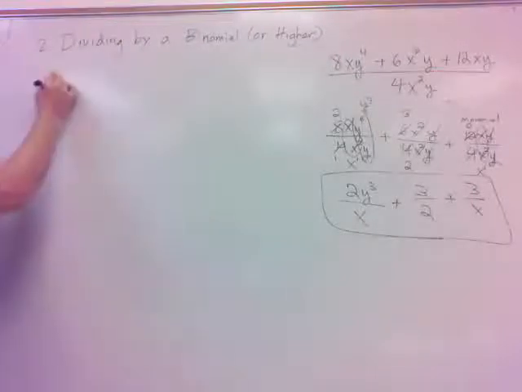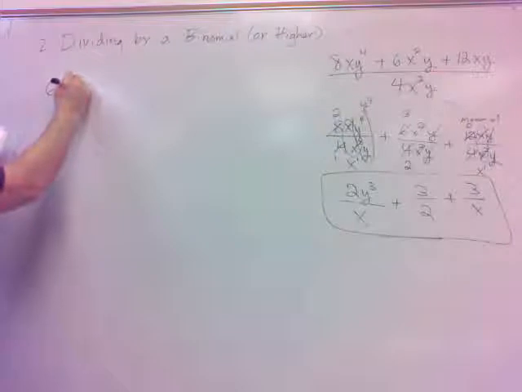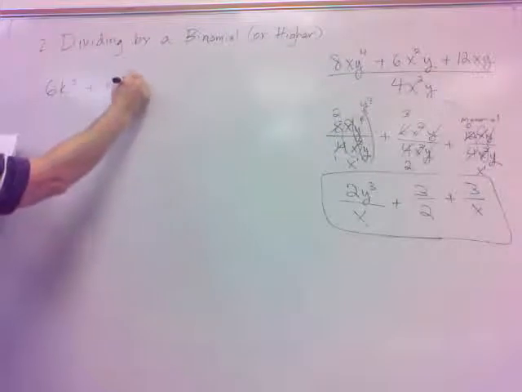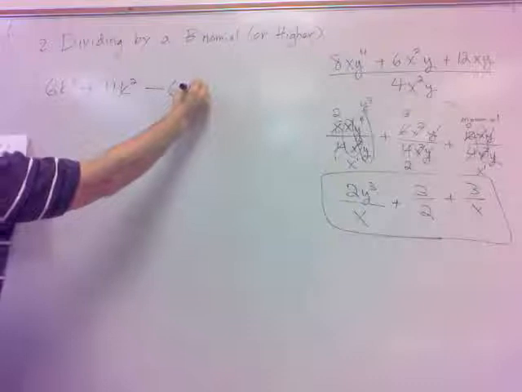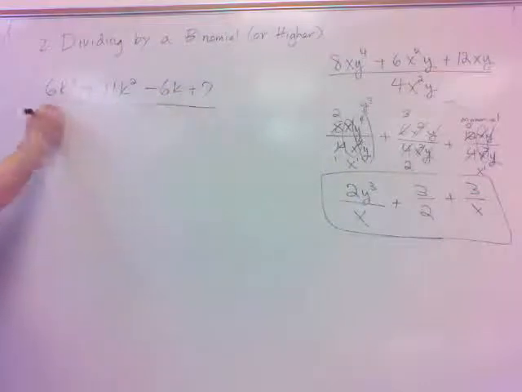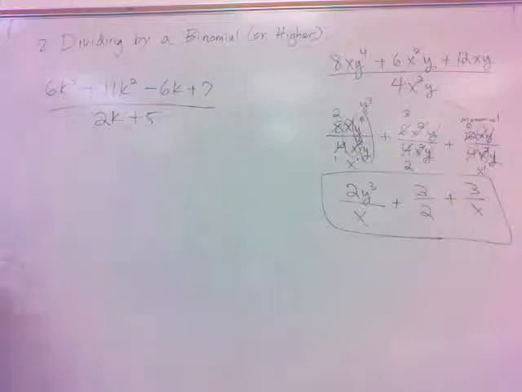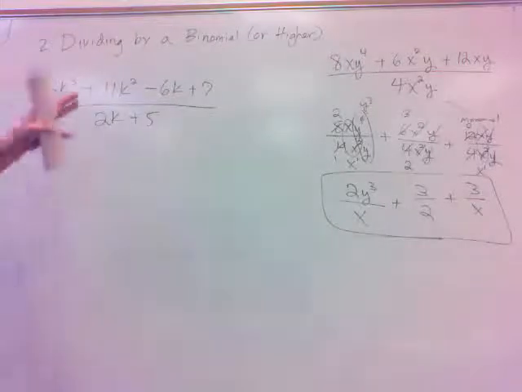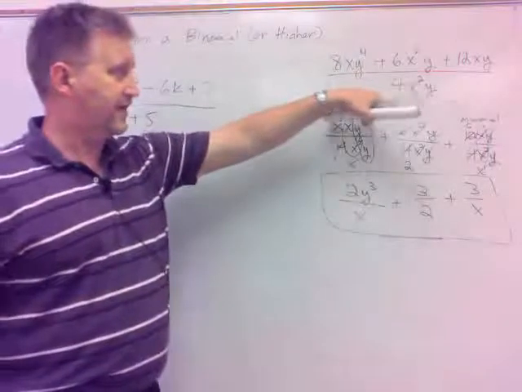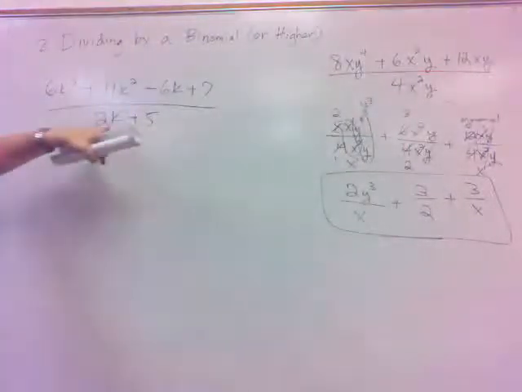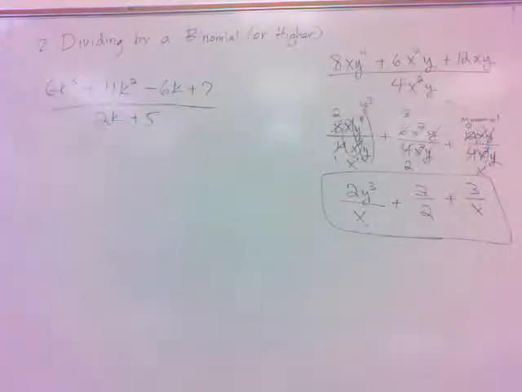Let's start with this one. 6k cubed plus 11k squared minus 6k plus 7 divided by 2k plus 5. So there you go. There's a dividing by binomial, isn't it? The thing of it is, you can't break it down like we did before. You can't separate this. It just doesn't work out that way.